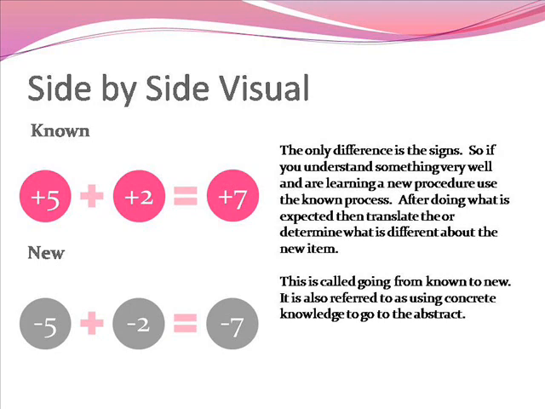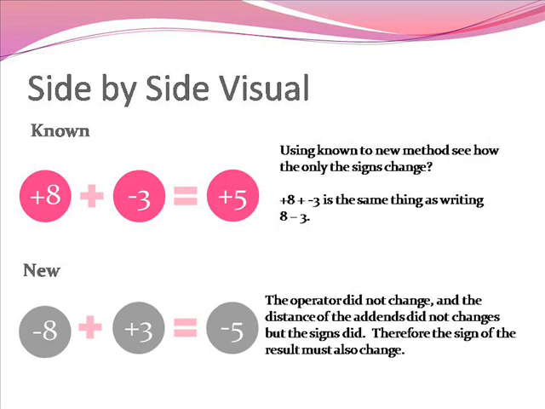Okay, now here's another one that's coming up. We're going to use where a number is larger, it's going to be negative. Now, how do we do this? We have a positive 8 and a negative 3 equals a positive 5. Now, if I want to find out what happens if I have a negative 8 and a positive 3, all I do is write that down and see how the signs line up.